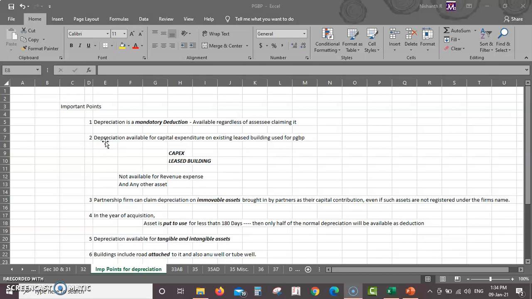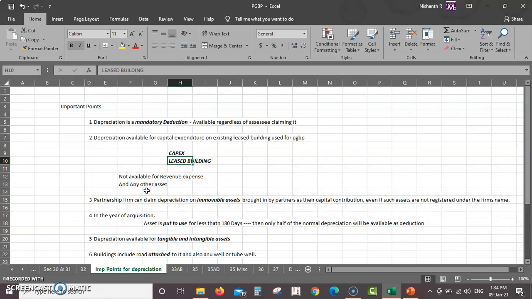And what Income Tax Act says is, if you have a building which is leased for the purpose of your business, that is important, the building should be leased for the purpose of business, and you incur a capital expenditure, it should be capital expenditure alone. Then for that capital expenditure, you can take depreciation. So depreciation is available for capital expenditure for an existing leased building used for PGBP. Important points are, the expenditure should be capital in nature and the asset should be a leased building, not available for revenue expense or any other asset. Leased building and capital expense.